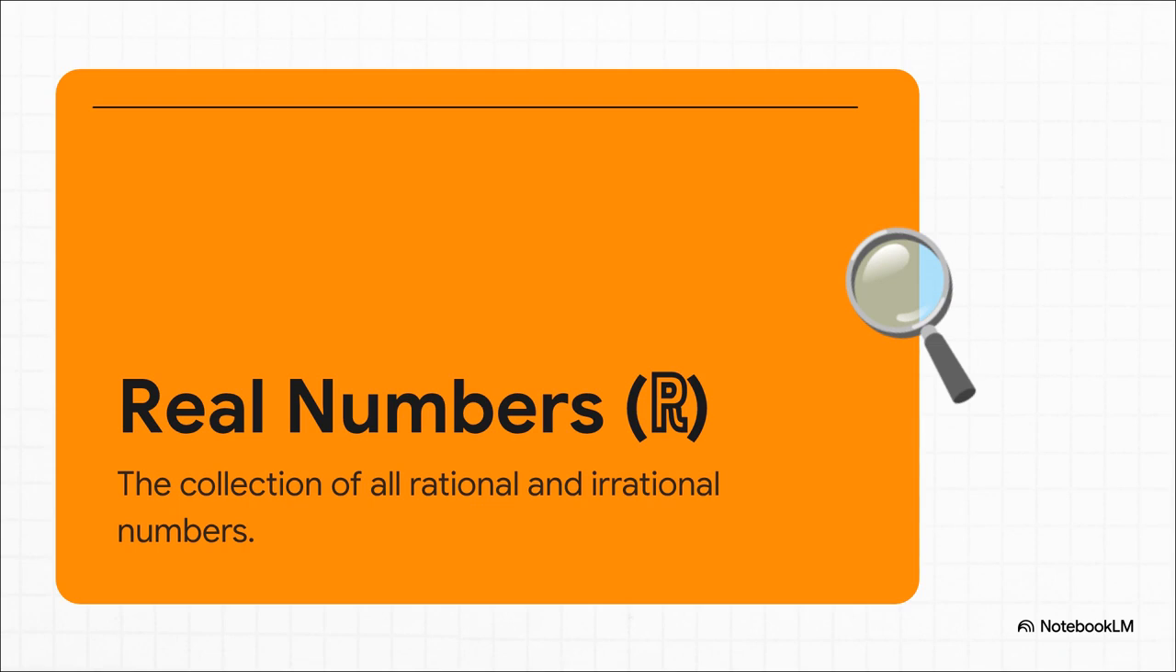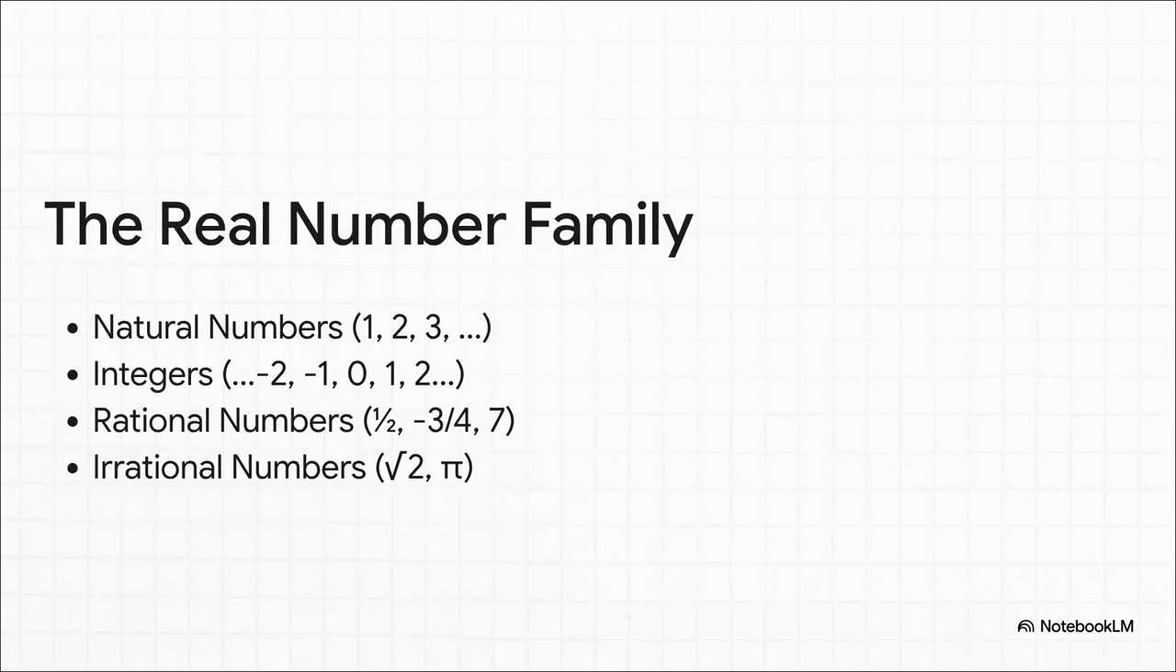Okay, here's the official definition. Real numbers are basically the collection of all rational and irrational numbers. But a much easier way to think about it is this: if you can pinpoint a number on the number line, any number at all, yep, it's a real number. Simple as that. So think of this like a big family tree for numbers.